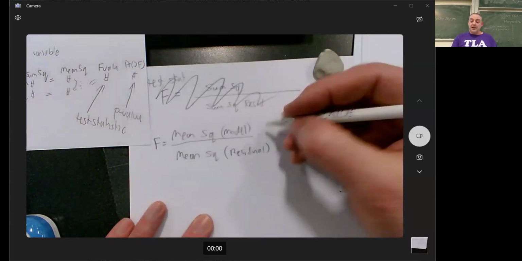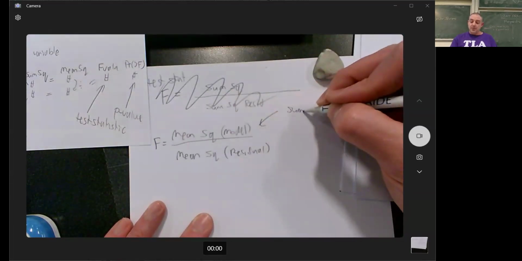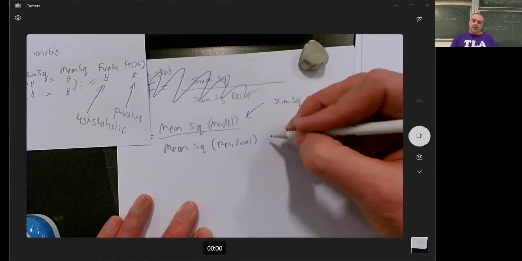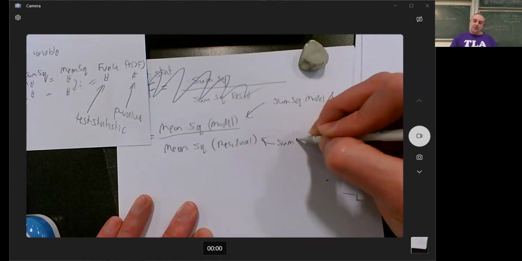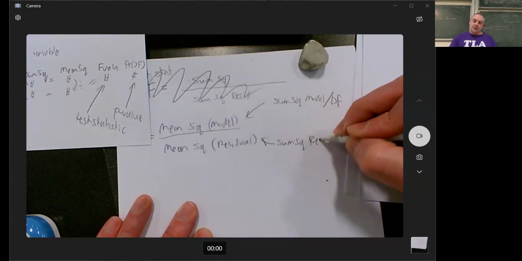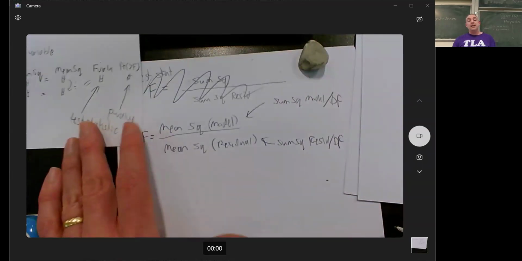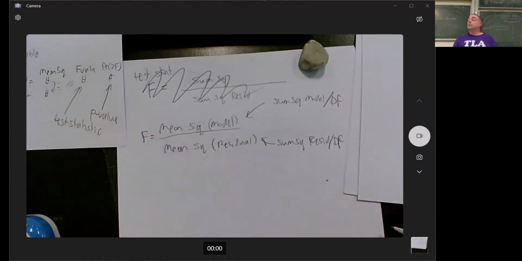And this thing is calculated by doing the sum squared of the model divided by its degrees of freedom. And this is the sum square of the residual divided by its degrees of freedom. I don't know if they teach you that in this course, but it's true. And so that's why there's all these divisions in the table that produce the final answer.